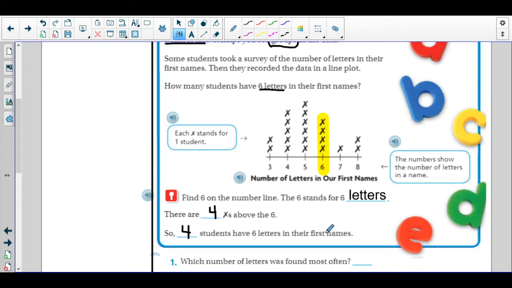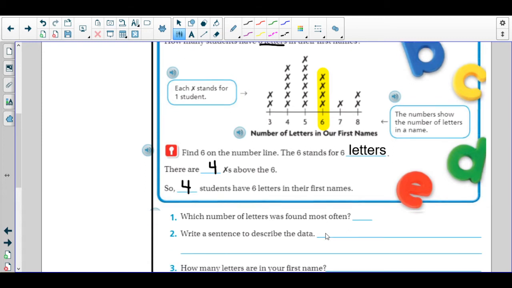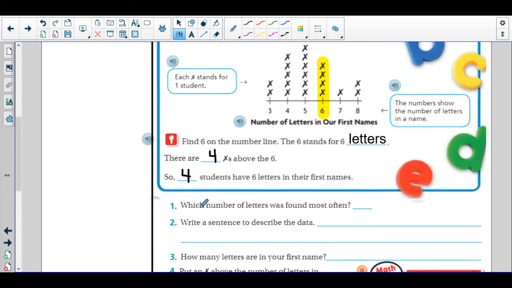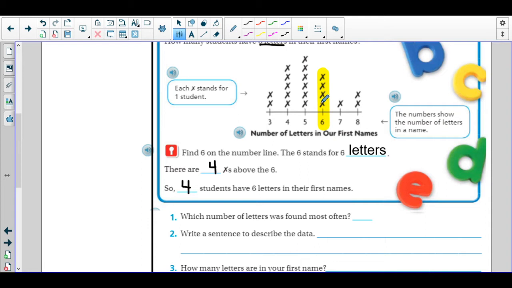All right. Let's come down here and take a look at these. Which number of letters was found most often? So which one had the most? Well, if you do this right and it's all spaced out, you can visually see which one is the tallest. It's right here. The number of letters would be 5.